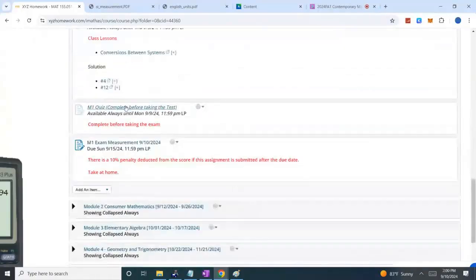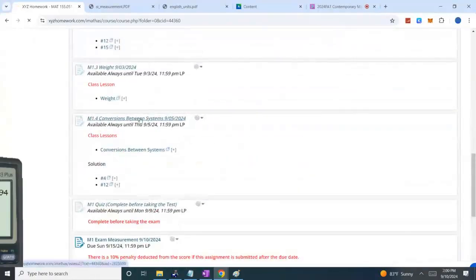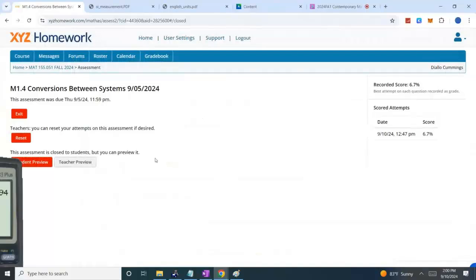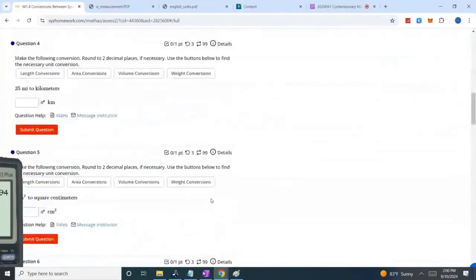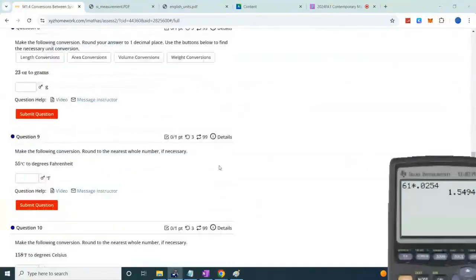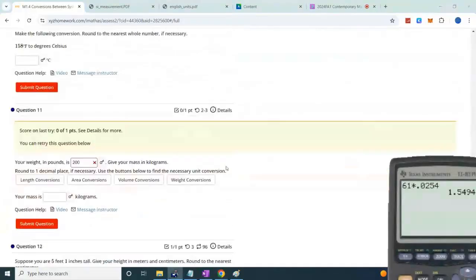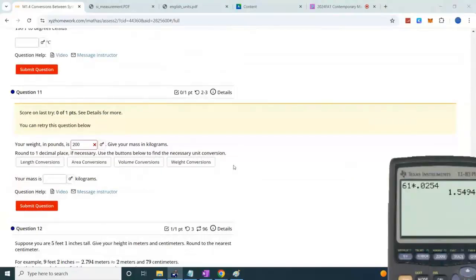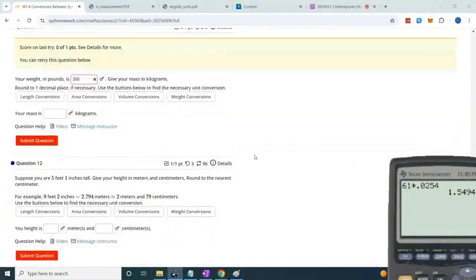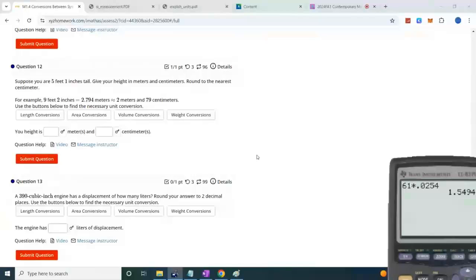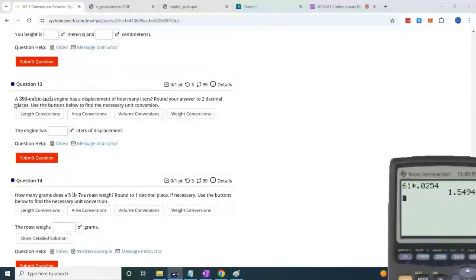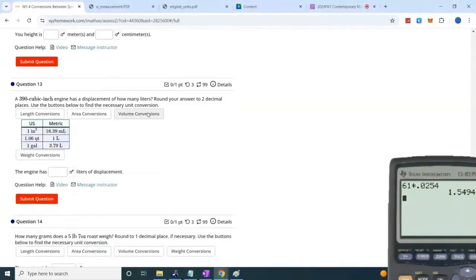Let's see. I think I did every one, let me just double check real quick. Number 12. That's cubic inch to liters. Okay, cubic inch.